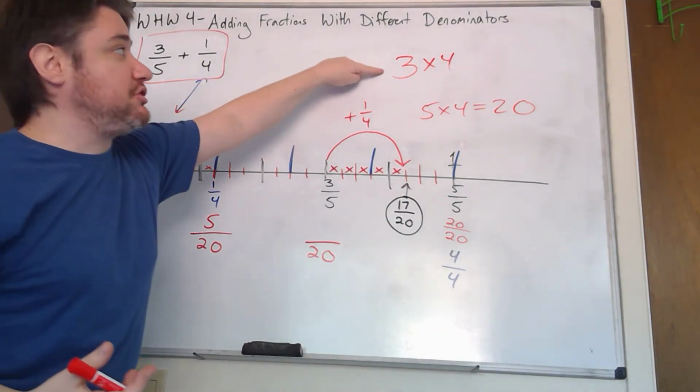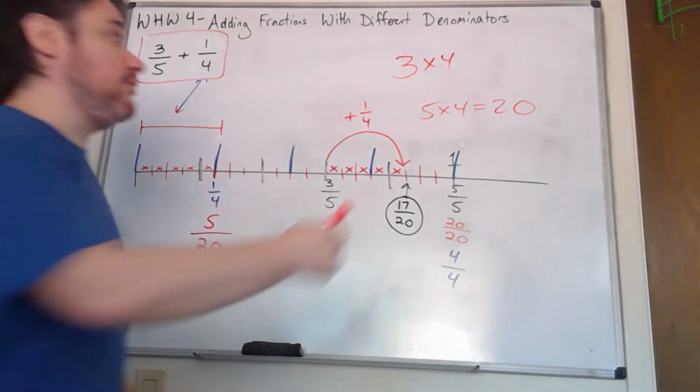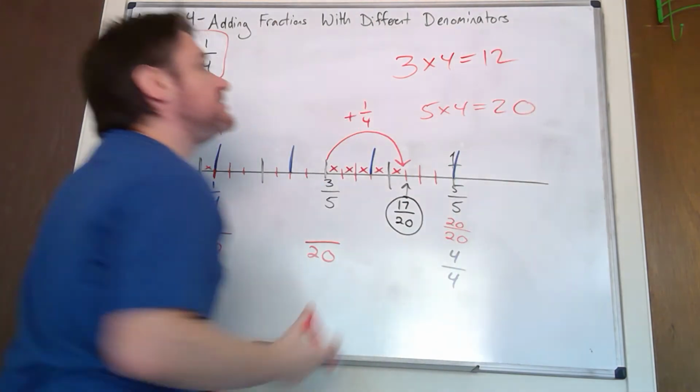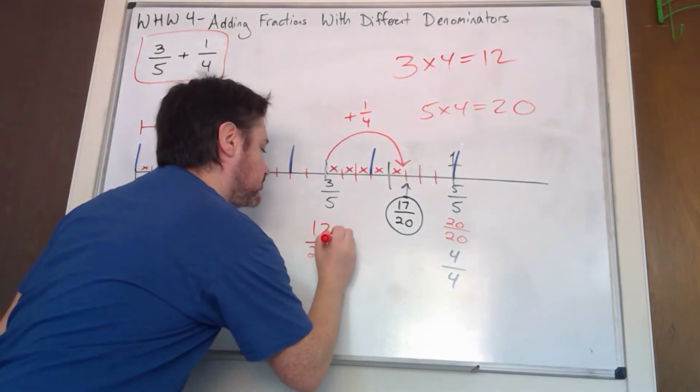Those 3 are really just 3 of the 5 black segments. So those 3 each became a group of 4. So we've got 3 groups of 4, which gives me 12. Okay, so I can argue that 3/5 is the same as 12/20.